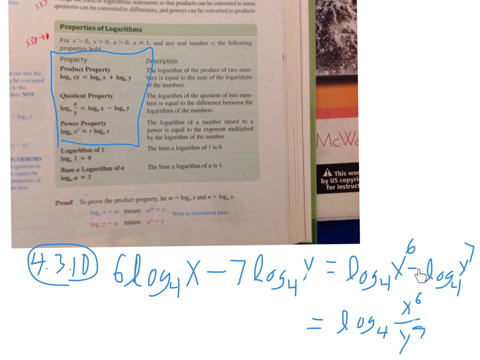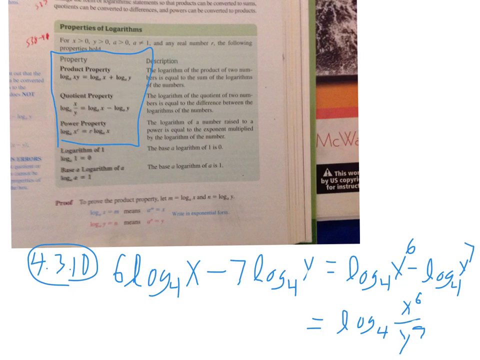So we have subtraction, we have the same base, and so it's going to become a quotient of x to the 6th and y to the 7th. And so the final answer is log base 4 of x to the 6th over y to the 7th. That's the final answer. We didn't need to use the product rule on this particular one.